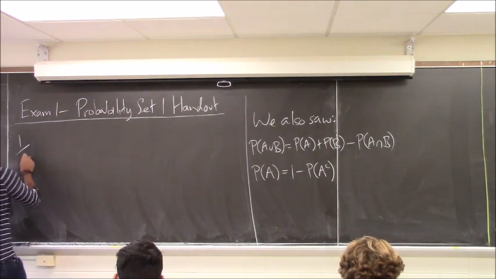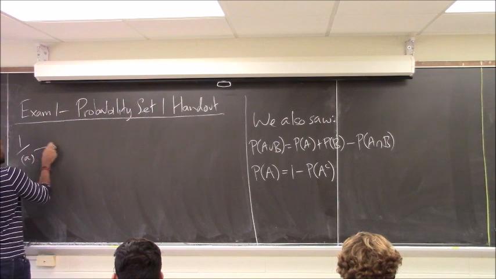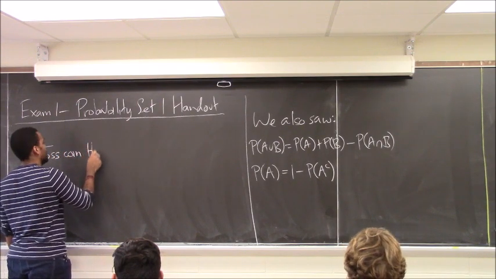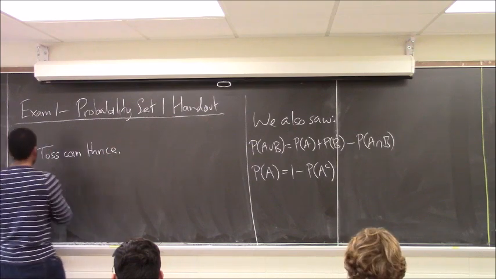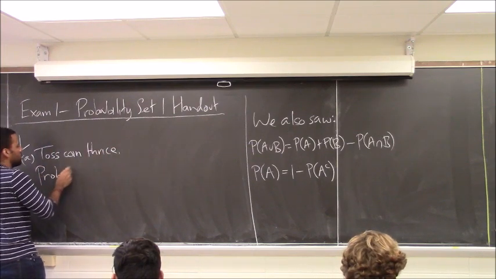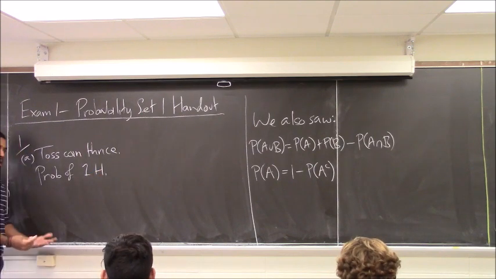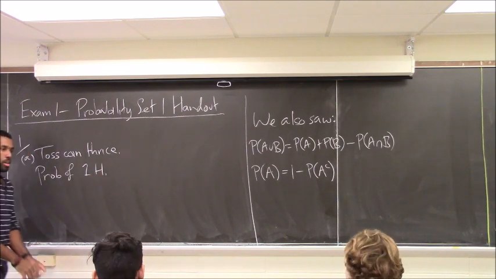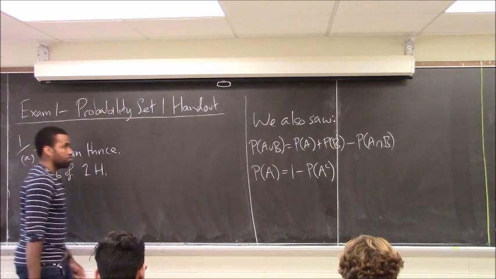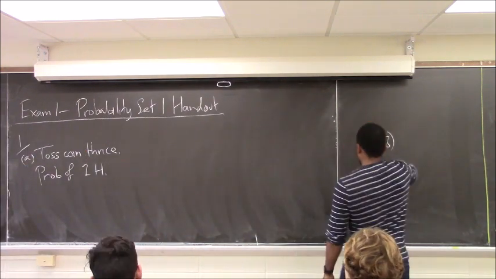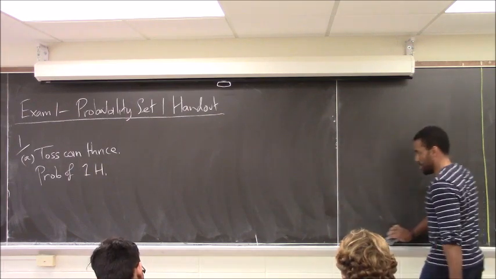Okay, so A. Toss a coin 3 times, thrice. Probability of 1 H. How would you actually think about this? How would you set it up? Try to use that formula I gave you. How would you set it up?